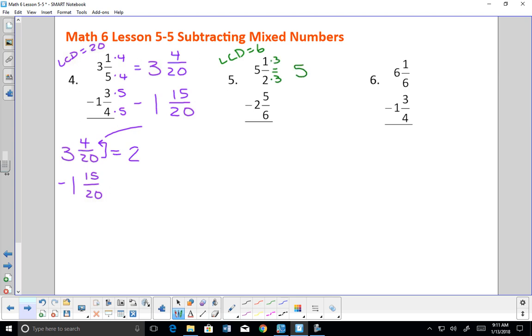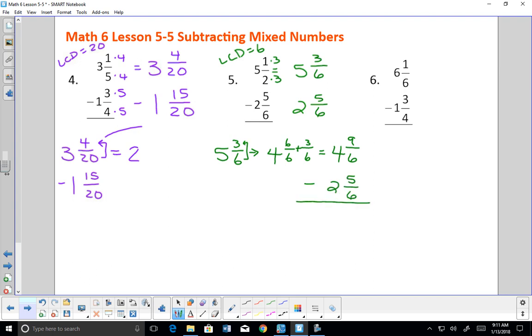I cannot take 5 from 3, so I must rename. 5 and 3/6 is going to rename to 4 and 6/6 plus 3/6, which makes this 4 and 9/6. Remember, 6 plus 3 is 9. And I'm going to subtract from that 2 and 5/6. 4 minus 2 is 2. 9 minus 5 is 4. So I have 2 and 4/6, but 2 and 4/6 reduces. This reduces to 2 2/3.